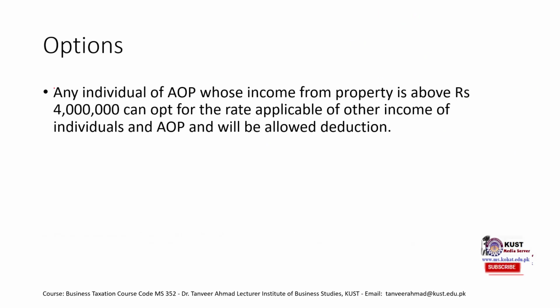Okay, then the last topic is regarding the options. Any individual or association of persons whose income from property is above 40 lakh rupees, or 4 million, can opt for the rate applicable to other income of an individual or association of persons and will be allowed deduction. So what this means is, first thing you need to remember is that this specific option is only for an individual or association of persons. Normally we are talking about individuals. This is not allowed for corporations.